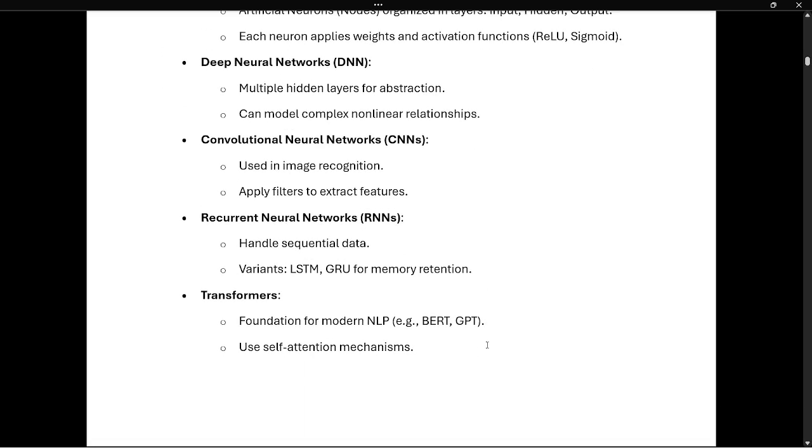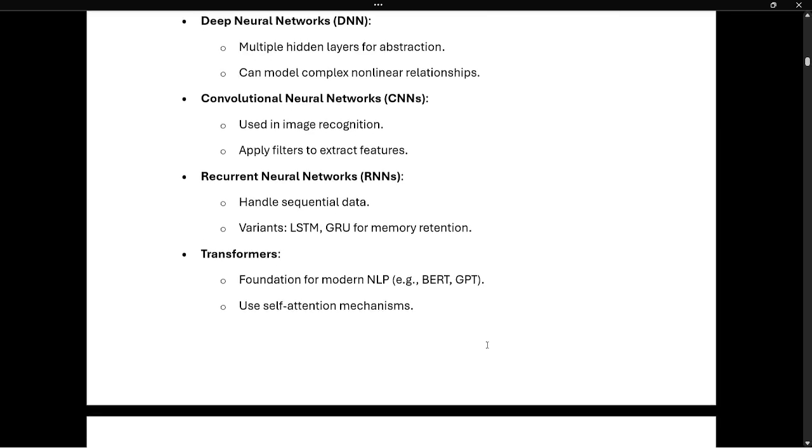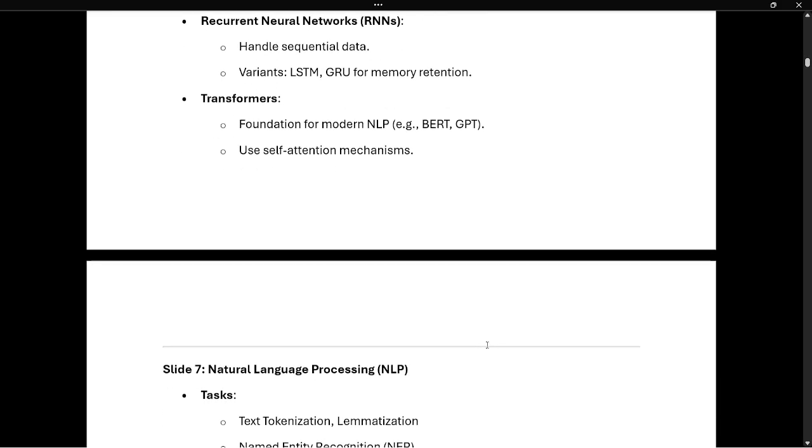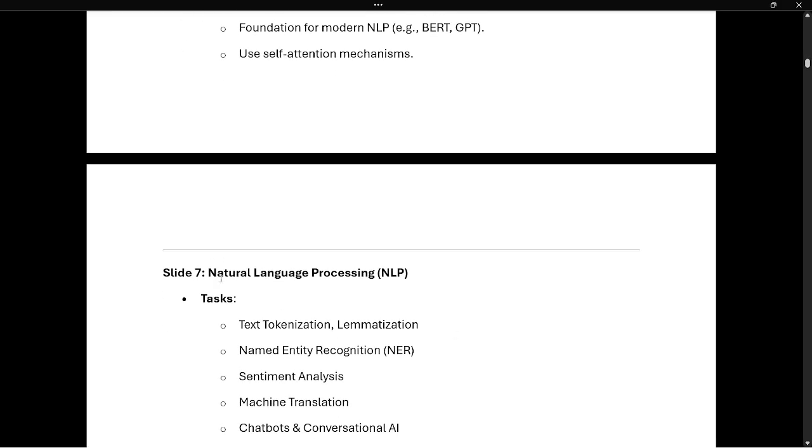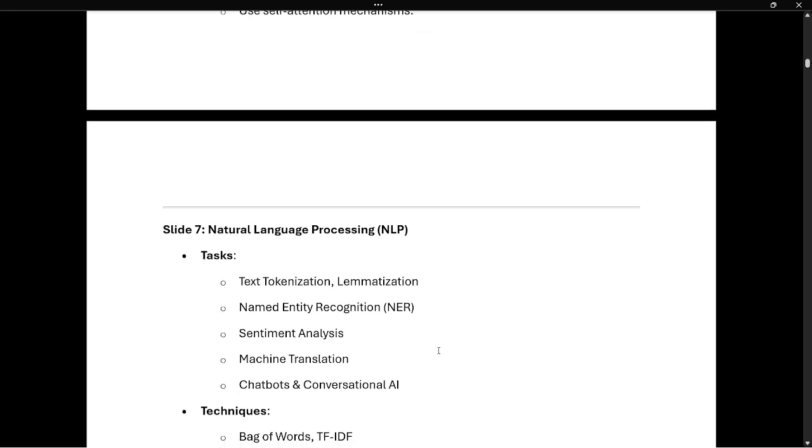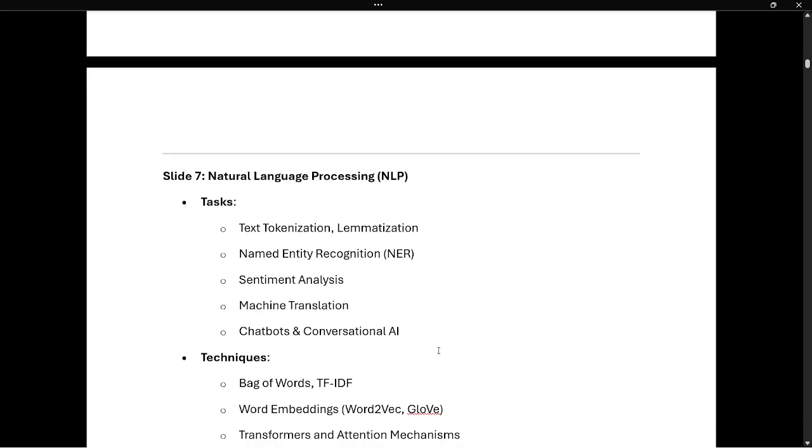Then we understand transformers: what are transformers, how GPT basically works, what is foundational for NLP, what is the self-attention mechanism. Then we need to understand NLP, natural language processing. What is a token? What is lemmatization? What is NER, named entity recognition? What is sentiment analysis? Machine translation? Chatbot? Conversational AI? So each and everything we need to understand, to learn the entire AI, like how AI is basically built.